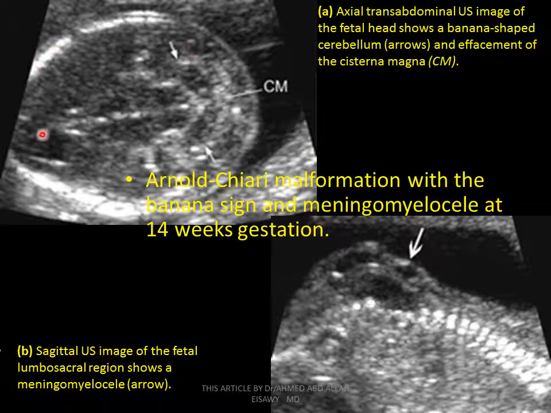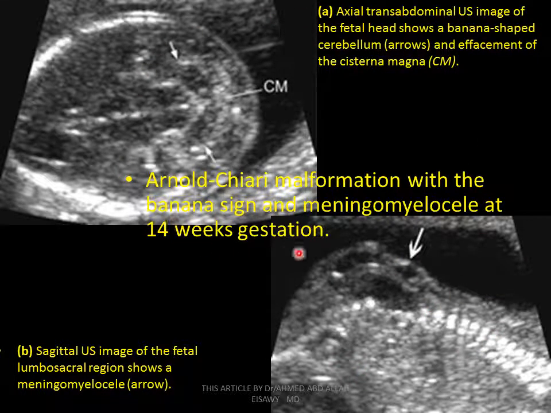These axial images show the fetal head with the banana sign, the banana-shaped cerebellum, and the effacement of the cisterna magna. The cisterna magna is effaced, and the cerebellum is banana-shaped. These are sagittal images of the fetal lumbar region showing myelomeningocele.